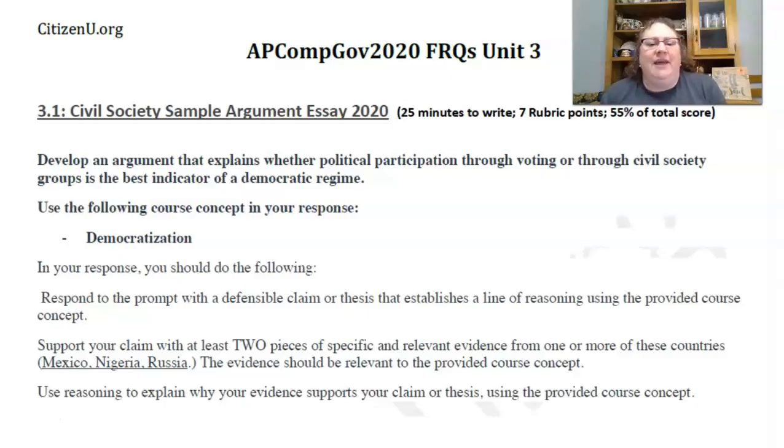Develop an argument that explains whether political participation through voting or through civil society groups is the best indicator of a democratic regime. Ooh, I like this question. Now, what I'd like you to do is pause me and think about what actually is the answer to this. We're also going to be looking at the course concept, which is democratization. And of course, we've got to give a defensible claim. So pause, think about it.